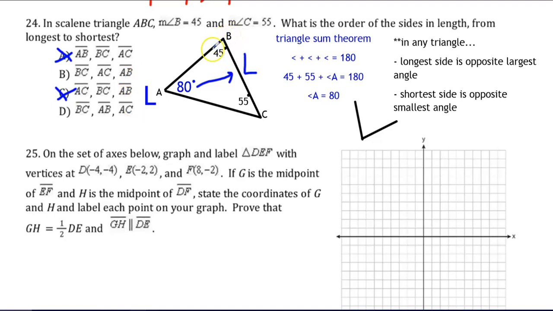The smallest angle is 45 degrees, so I'm going to say B is the smallest angle, and that smallest angle is supposed to be across from the shortest side. So this side, which is AC, is going to be the smallest side. That means if I'm looking at the order of the sides in length from longest to shortest, shortest should be the last. AC is the shortest. Looks like AC is last here. There's our answer. Very good.